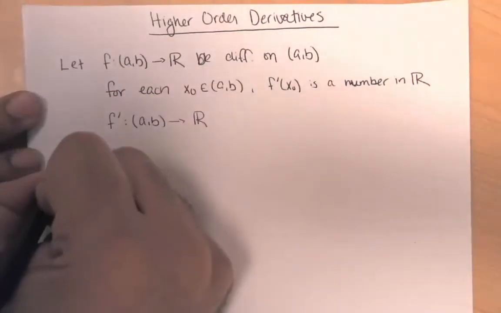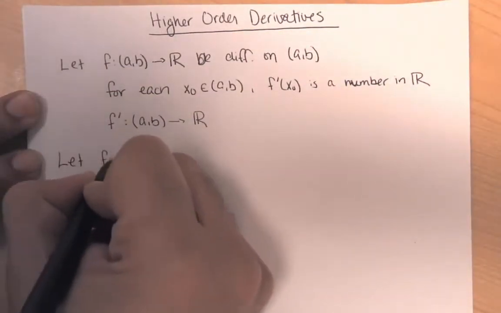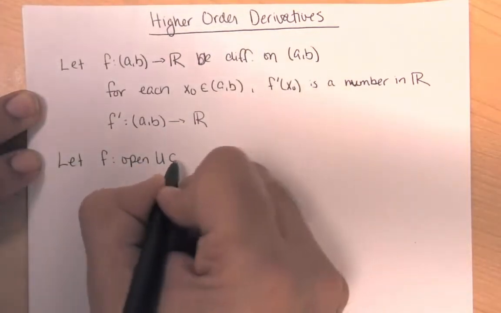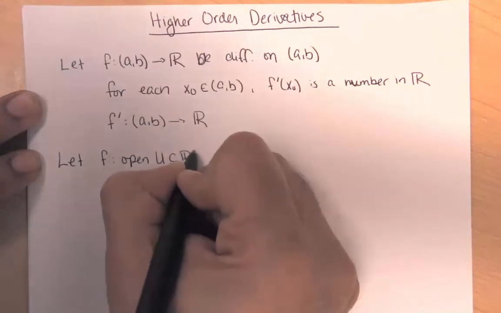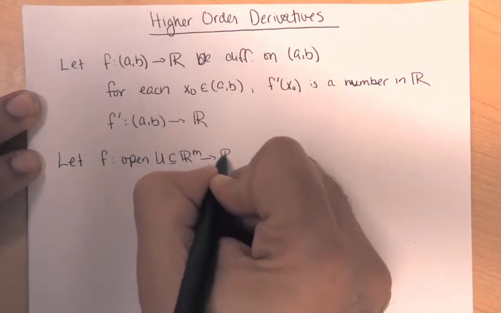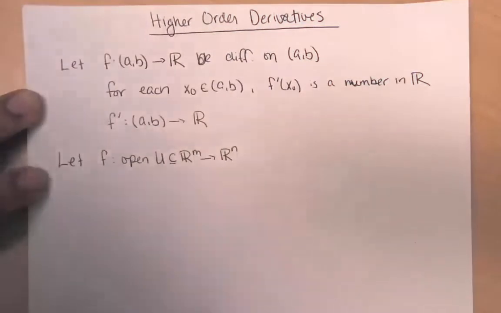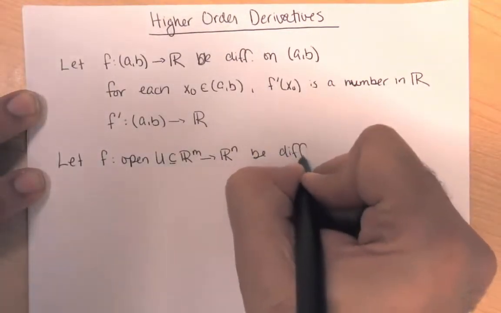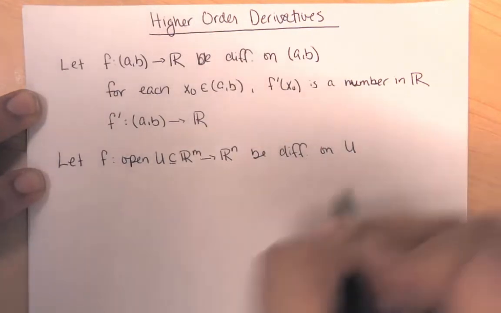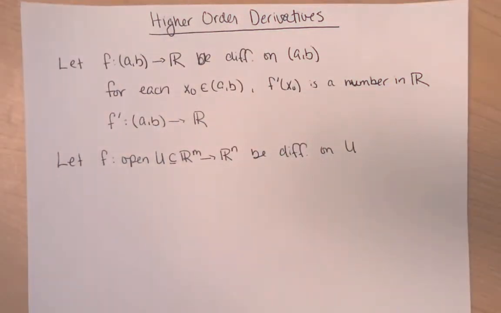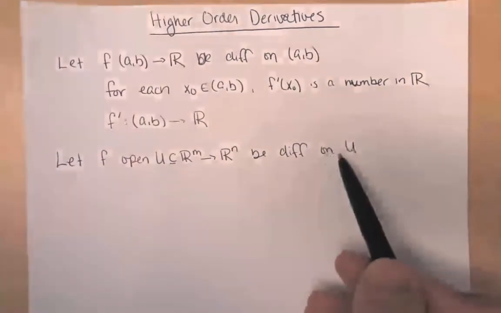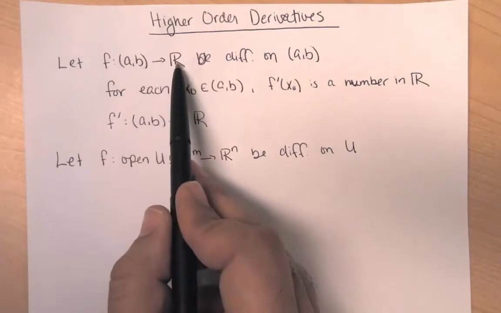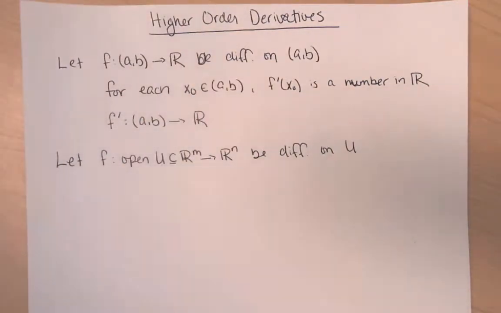Now let f map an open set U in m-dimensional space to n-dimensional space, and suppose it's differentiable on the open set U. Right? So again, notice I have the same setting, but now I'm just generalizing the dimension. Here I was in one dimension, and here I'm generalizing.